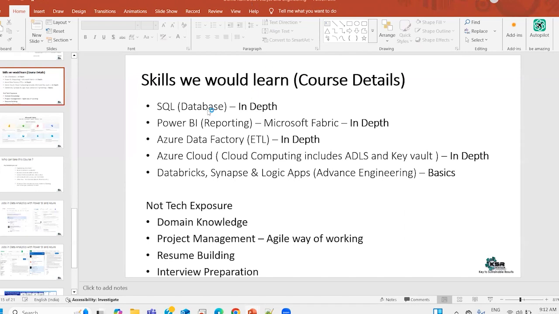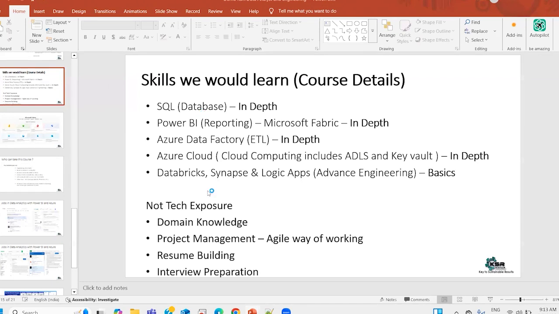So we would be starting with SQL, which is nothing but your database. End to end, we would be covering. Depending on today's session, you might have got an idea how deep we are going and how basic we are trying to cover. We would be covering Power BI. We would be covering Azure Data Factory, which is nothing but your cloud service used for ETL purposes. Along with that, there are a few dependent services which are frequently used. All those dependent services in touch with ADF, we would be covering.